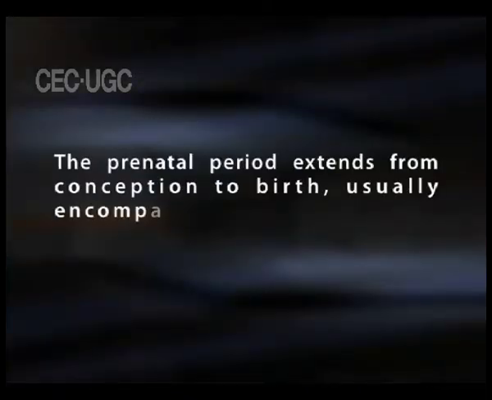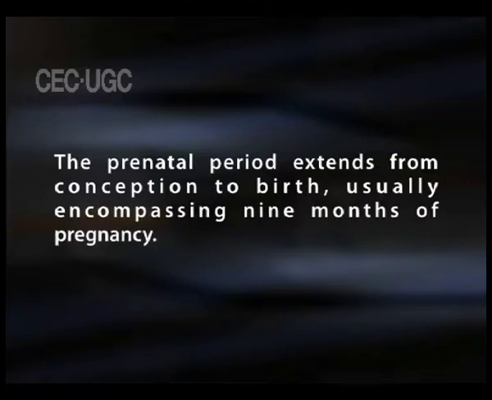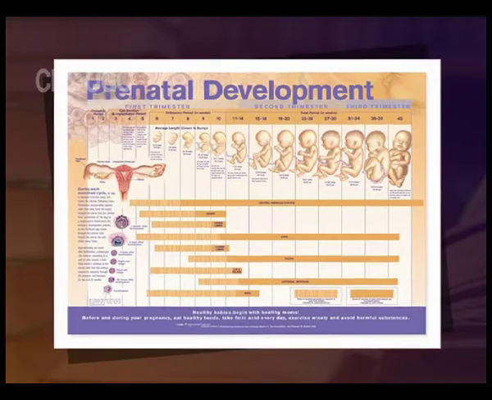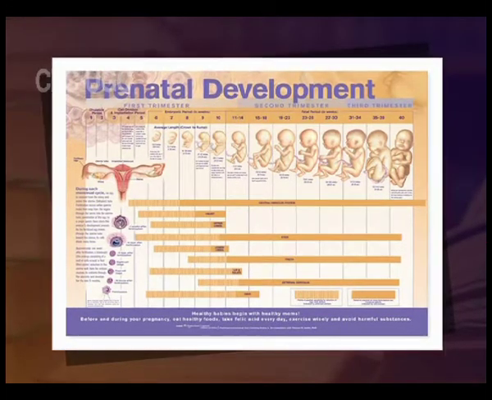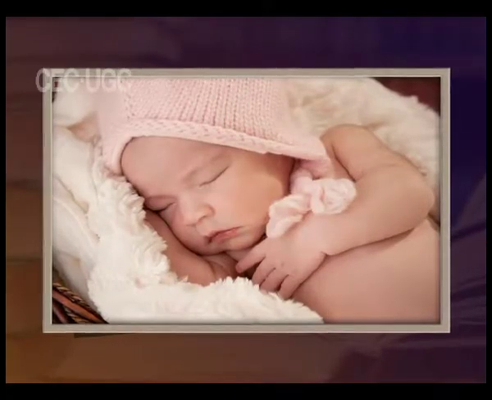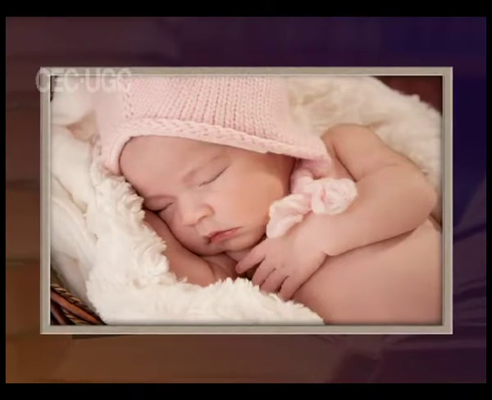The prenatal period extends from conception to birth, usually encompassing 9 months of pregnancy. A great deal of important development occurs before birth. In fact, development during the prenatal period is remarkably rapid. If you were an average sized newborn and your physical growth had continued during the first year of life at a prenatal pace, by your first birthday you would have weighed 200 pounds.